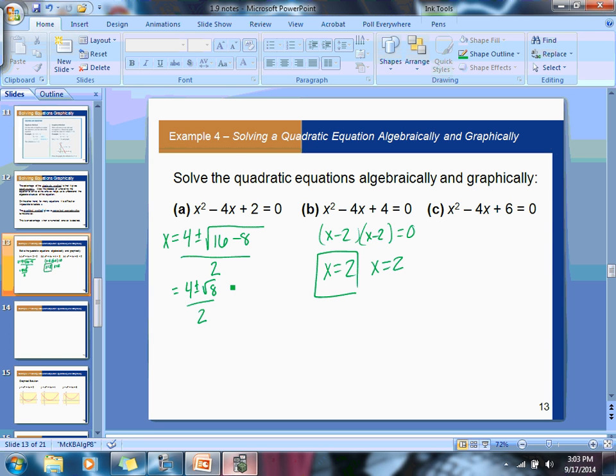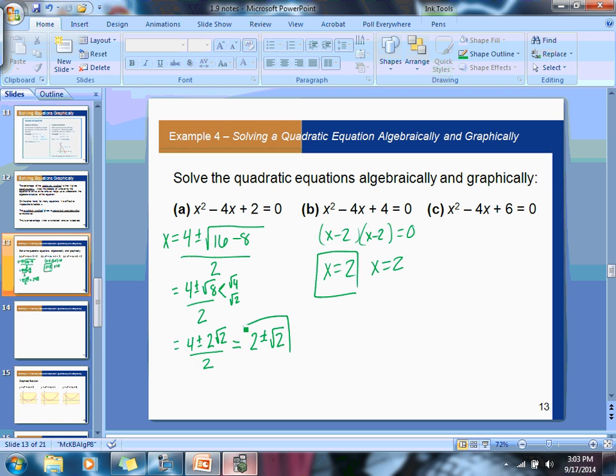Now I could just type that right into my calculator and get a decimal answer, or remember we need to break down those radicals. So the square root of 4 goes into the square root of 8 2 times. So this is really going to be 4 plus or minus, square root of 4 is 2, square root 2 over 2, and then simplify that down by reducing. So we'll have 2 plus or minus the square root of 2.